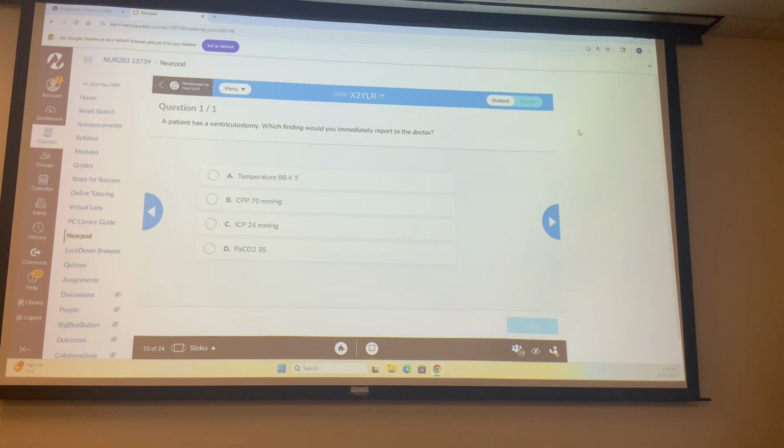Alright, let's talk about it. A patient has a ventriculostomy. Which finding would you immediately report to the doctor? A temp of 98.4. Nah. Are you concerned? Nope. CPP of 70. Are you concerned? Nope. That's good, right? We want a CPP of 70.